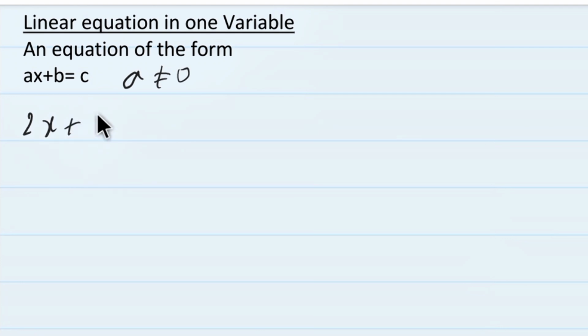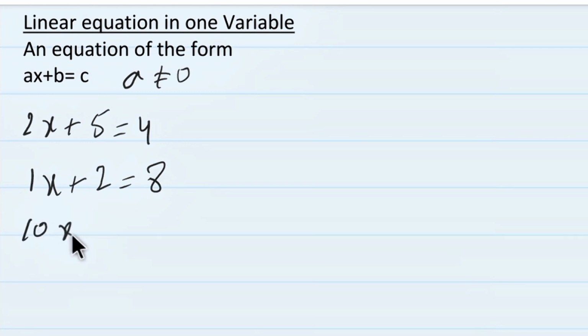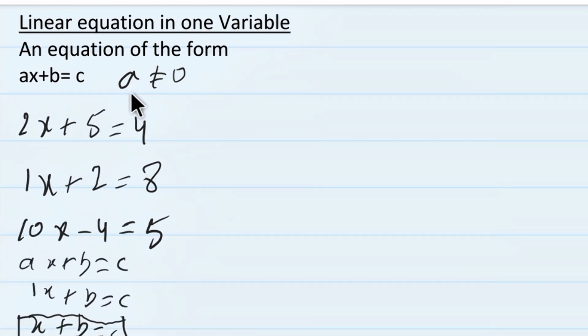2x plus 5 is equal to 4 is a linear equation. 1x plus 2 is equal to 8. Another example of a linear equation could be 10x minus 4 is equal to 5. These are our linear equations in one variable. So why is a not equal to 0?